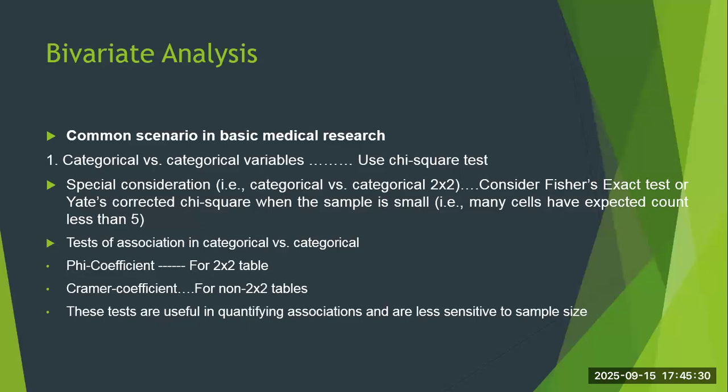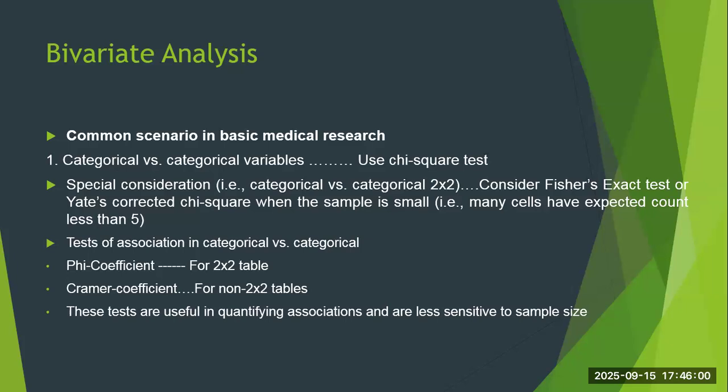Now, irrespective of the number of categories, for example, I want to check the relationship between gender and educational status. On one side is gender, categorized into male and female. The other side is educational status, which is also categorized into no formal, primary, secondary or tertiary, whatever. The number of categories in education is 4, and that of gender or sex is 2. So irrespective of the number of categories, chi-square is still the test to use.